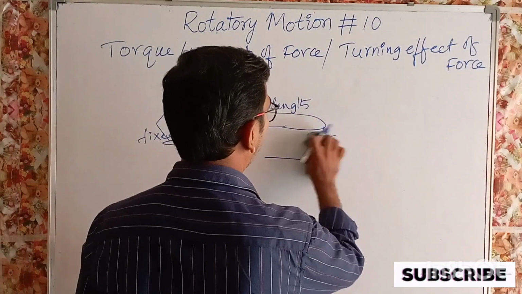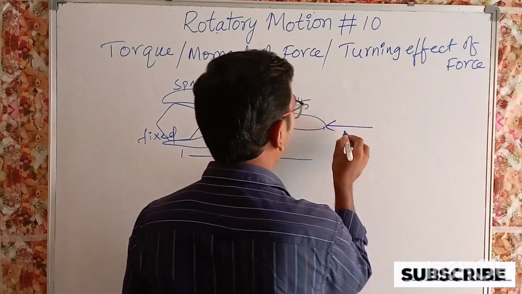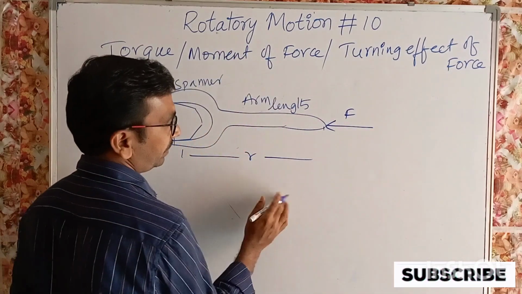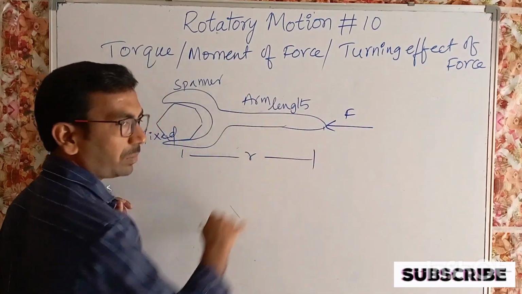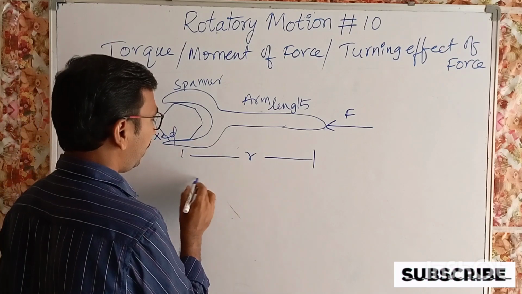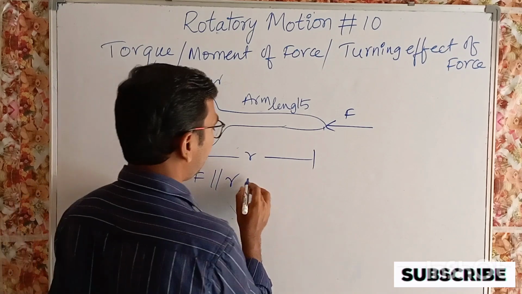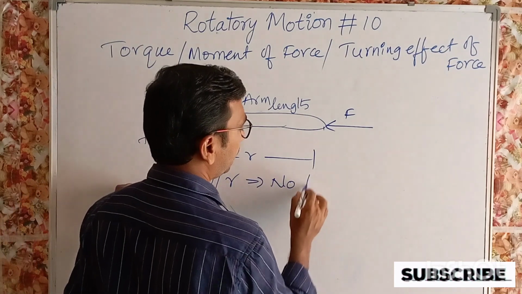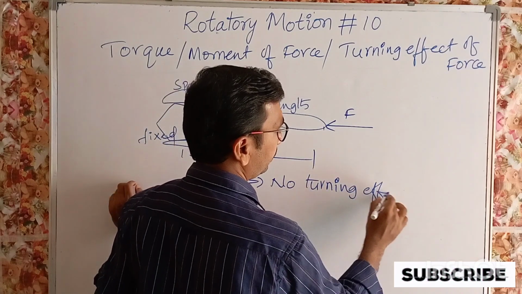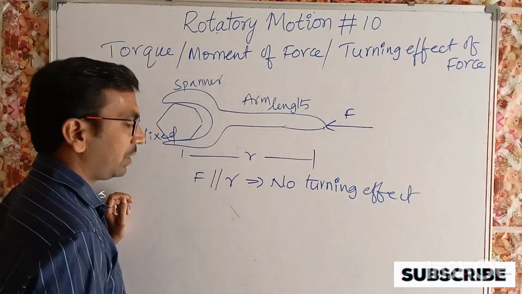Suppose the applied force is parallel to the arm length. Then there is no turning effect. So in this case, where the applied force is parallel to the arm length, there is no turning effect.